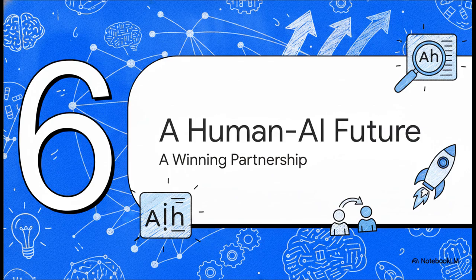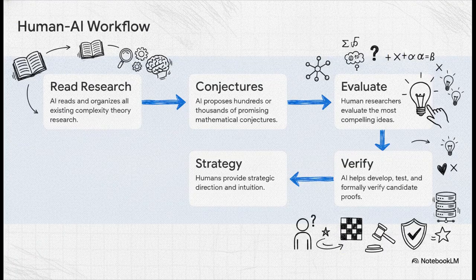Let's look at how we move forward in Section 6, a human-AI future, a winning partnership. The good news is we don't have to wait around for some magical, all-knowing artificial general intelligence. Experts envision a highly collaborative 5-step workflow that's basically right around the corner. Step 1. AI acts as the ultimate librarian, reading and organizing the entire history of complexity research. Step 2. Using that data, the AI proposes hundreds of really promising mathematical conjectures.